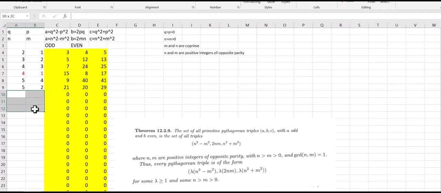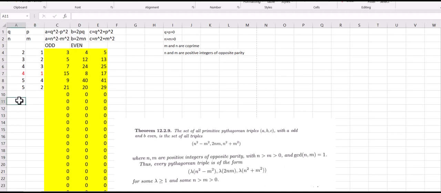I want you to generate some other possible primitive Pythagorean triples here with chosen values for n and m satisfying the conditions set forth in this theorem. Specifically, as your seat work, I want you to generate the first 20 primitive Pythagorean triples.